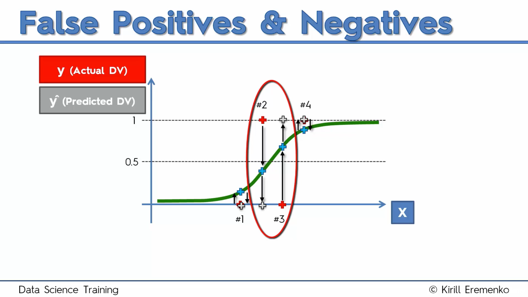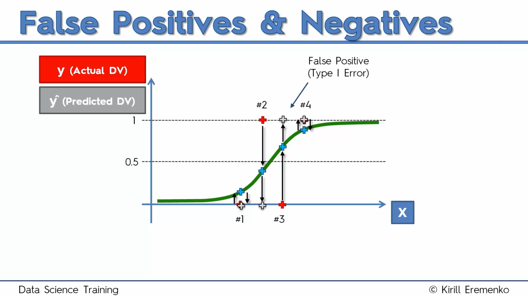And same thing for person number 3. The gray mark is at the top, and that means that the model is predicting that the person will take up the offer, but the red mark is at the bottom, meaning that the person didn't actually take up the offer, and therefore the logistic regression made a mistake once again. And these mistakes actually have specific names. So the top mistake over there is a false positive, or a type 1 error.